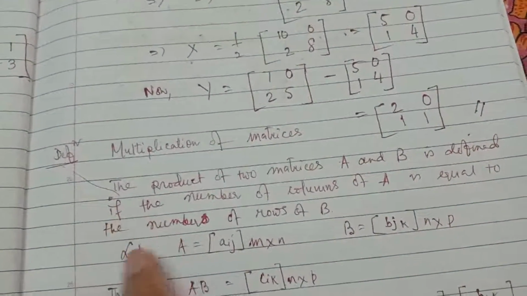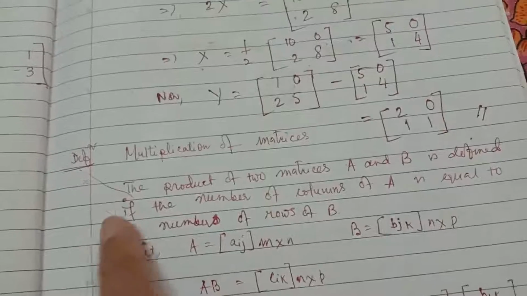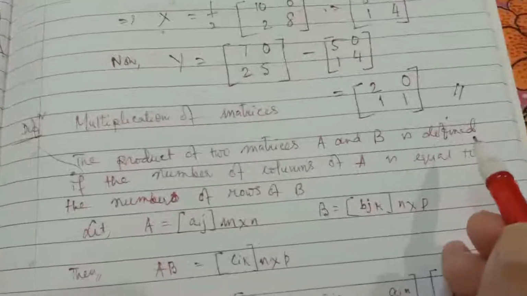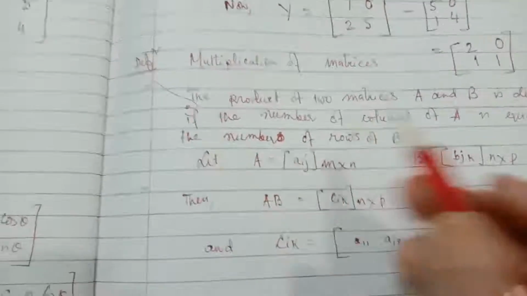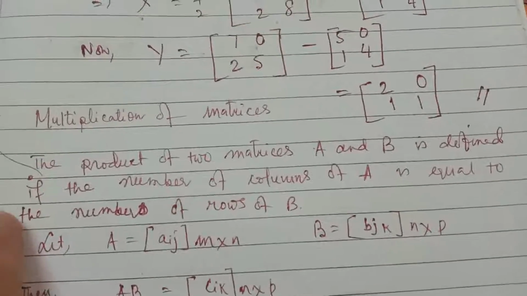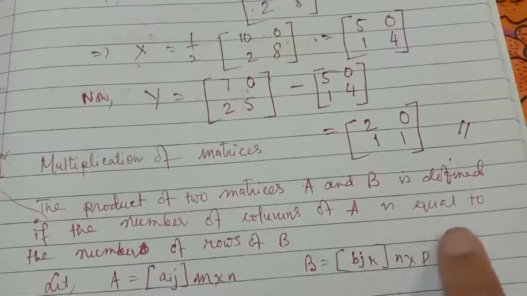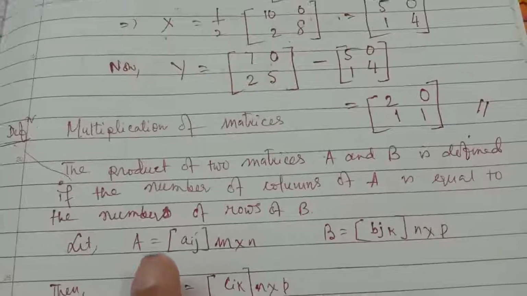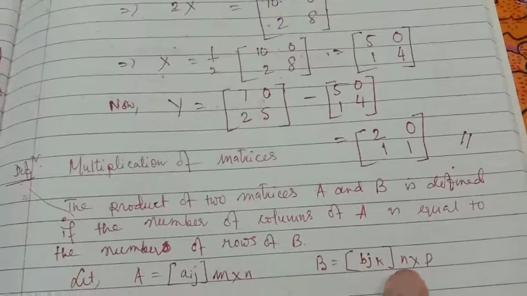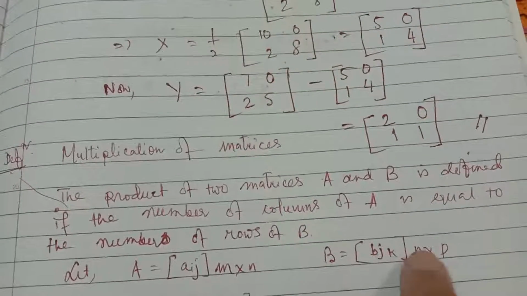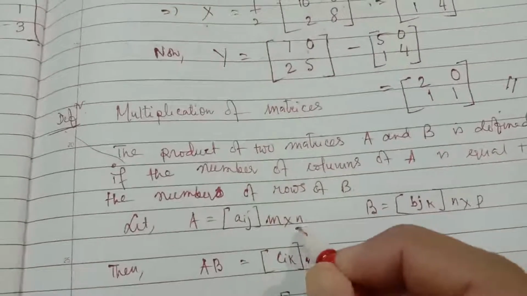The product of two matrices A and B is defined if the number of columns of A is equal to the number of rows of B. So we can multiply two matrices A and B if the number of columns of A, the first matrix, is equal to the number of rows of B. If these two are not equal, we cannot multiply.